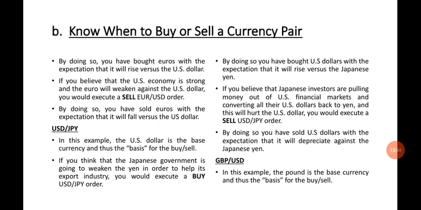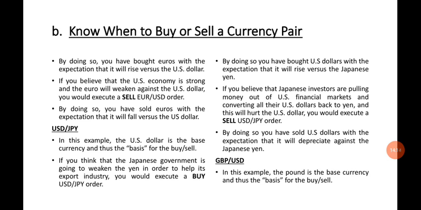Now, next currency example, US dollar, Japanese yen. In this example, the United States dollar is the base currency and thus the basis for the buy and sell. If you think that the Japanese government is going to weaken the yen in order to help its export industry, you execute a buy US dollar, Japanese yen order. By doing so, you have bought US dollars with the expectation that it will rise versus the Japanese yen.